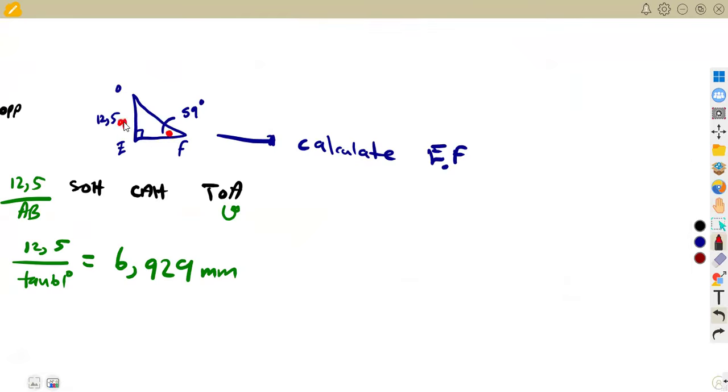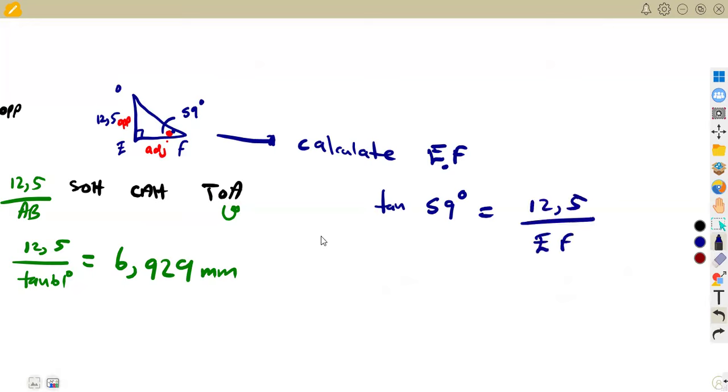This is the opposite. And what about EF? It is our adjacent. So we are back to opposite and adjacent, the tan. So the tan of theta, which is our angle of 59 degrees, is equal to the opposite, which is 12,5 over the adjacent, which is EF.